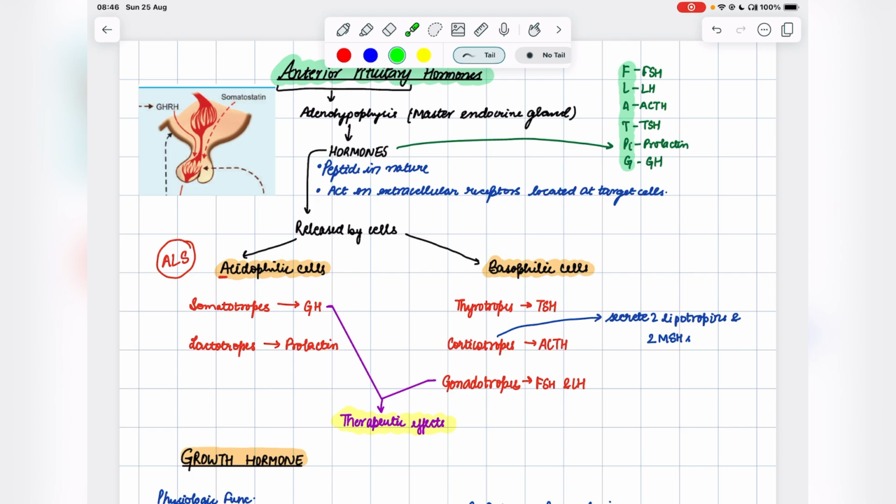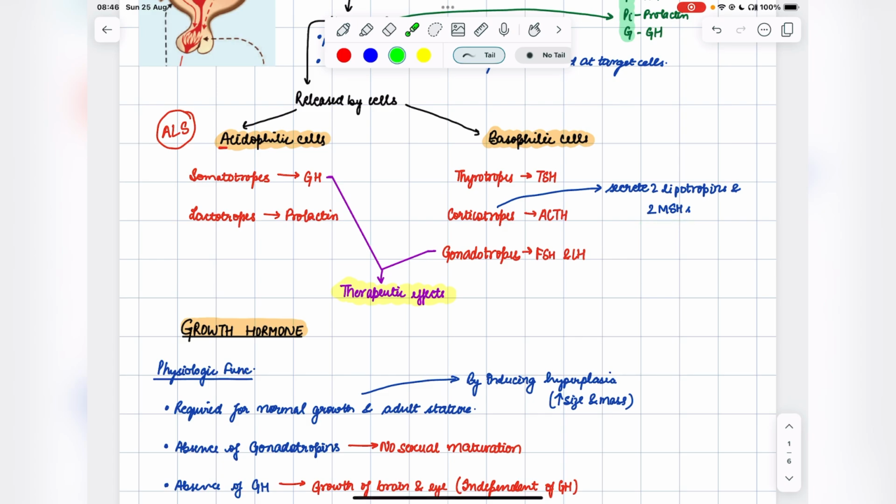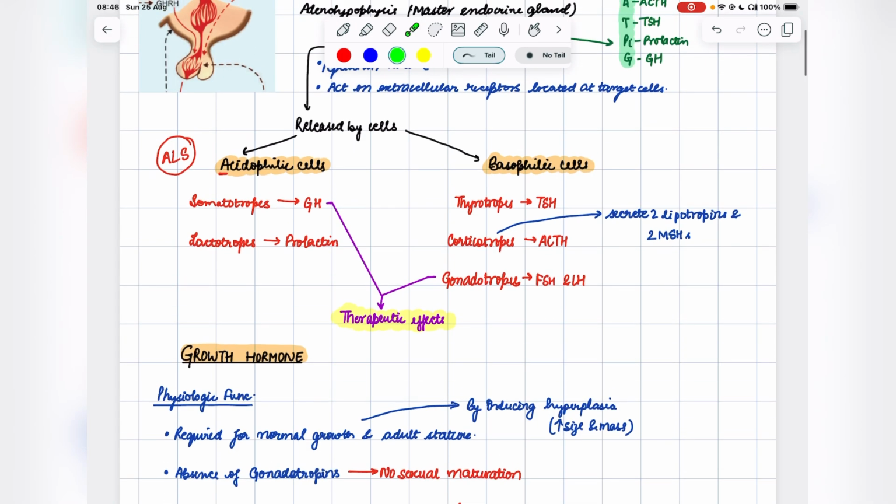That is why when there is excessive production by corticotropes, there is also skin darkening due to excessive production of melanin. Out of all these hormones, majorly the growth hormone and gonadotropic hormones have therapeutic effects. TSH and ACTH have much more of a diagnostic relevance rather than therapeutic effects. So that was the general introduction.